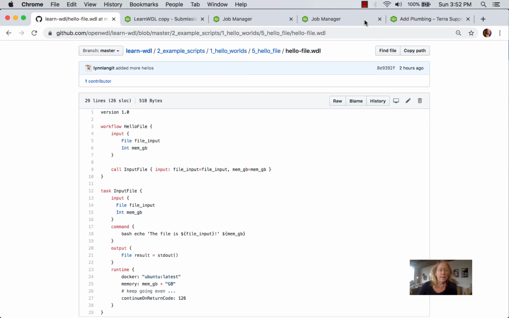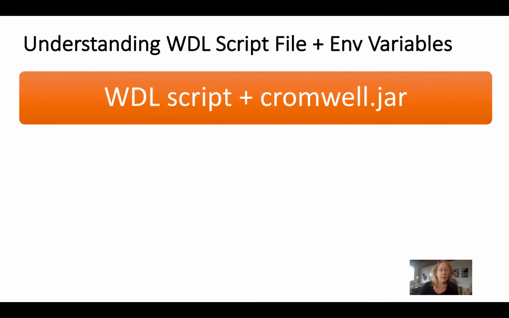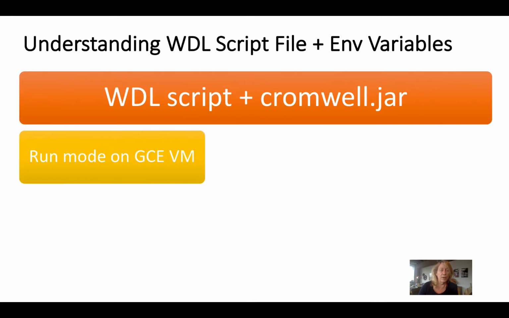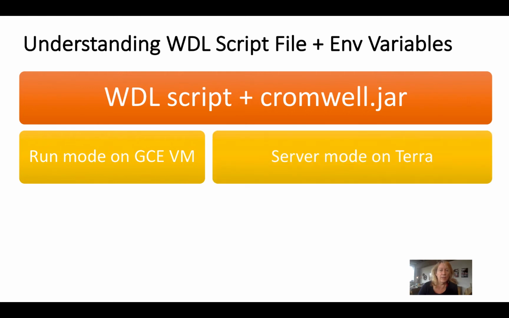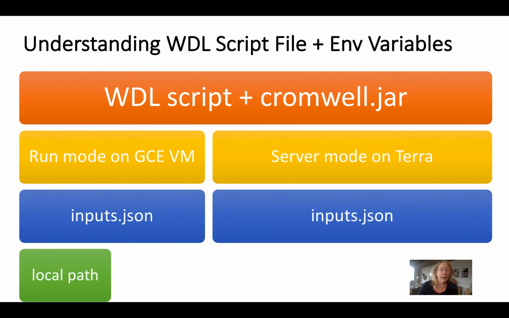Now, when we run this, it's going to be interesting to see how the execution environment affects how we set our variables. In this case, we're looking at file and environmental variables using WDL and Cromwell, and we're running in run mode on our GCE VM, and we'll be looking at server mode on Terra. We'll be working with an inputs JSON file for both of these. And on the VM, we'll be looking at a local path and a remote path. So let's start with that.